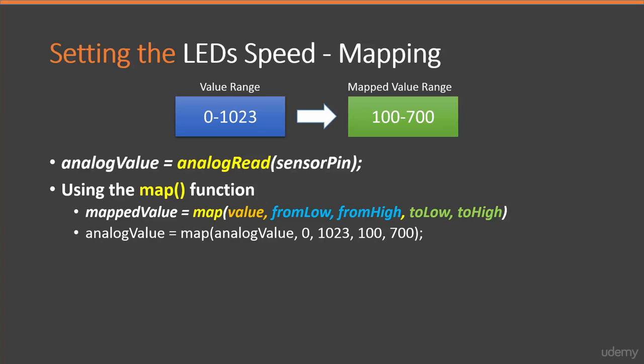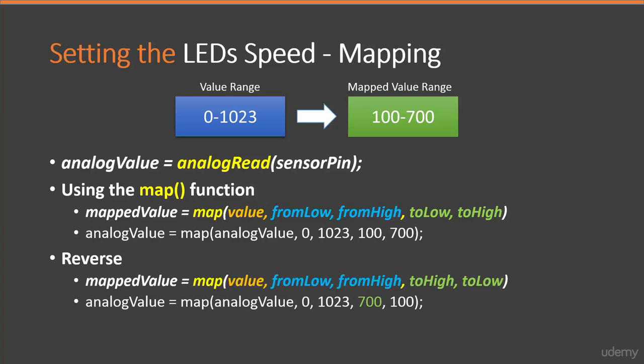In addition, another thing that comes up frequently is the need to reverse a range of values. Again, in our case, speed and delay are opposite. Less delay is more speed. So it makes sense to reverse the range of values, so that instead of outputting 100 to 700, we would flip it to 700 to 100. And the way to perform it is just by flipping the last two values. Easy and very useful.